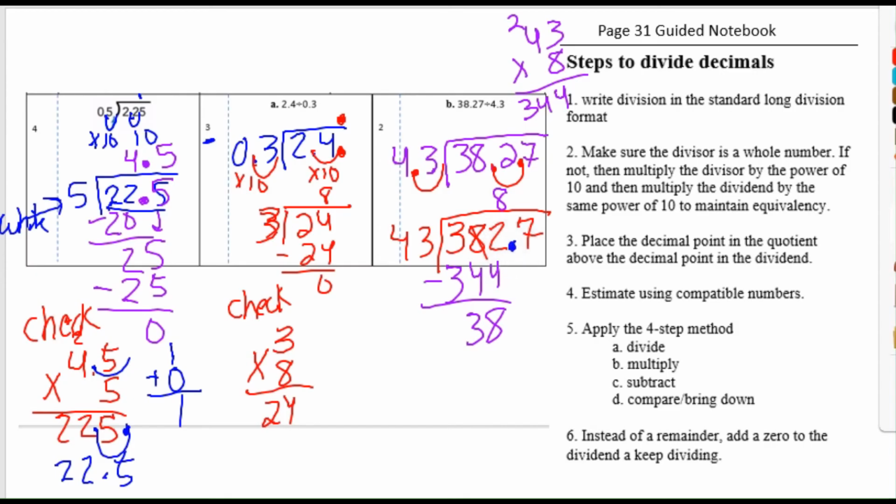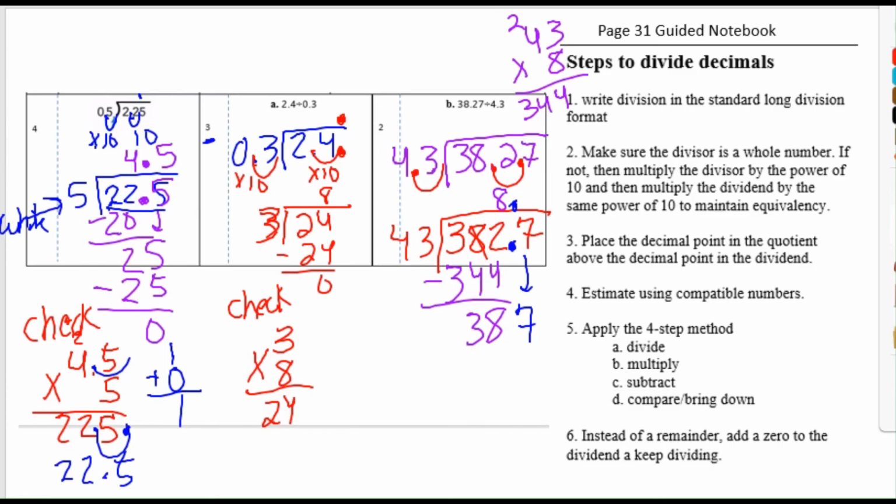You make sure your decimal point is right above the decimal in the quotient. If you don't put the decimal point, you're going to get a different answer because there's a difference between 8 and 9/10 and 89. All right, so I'm going to bring down my next number, which is a 7. And I have to figure out how many times does 43 go into 387. So since 43 times 8 is 344, I need to go up.